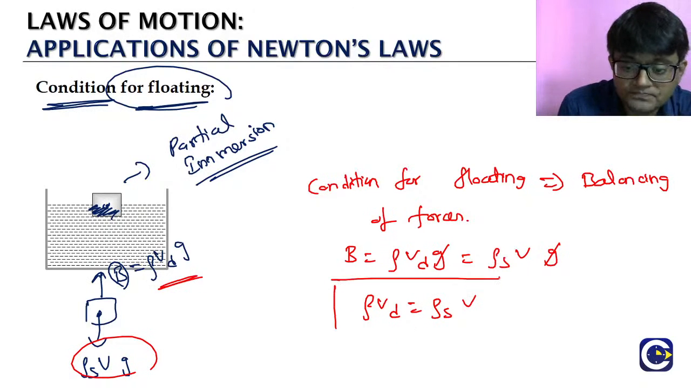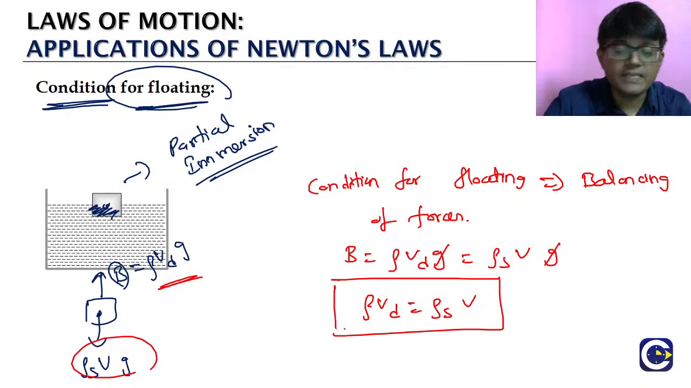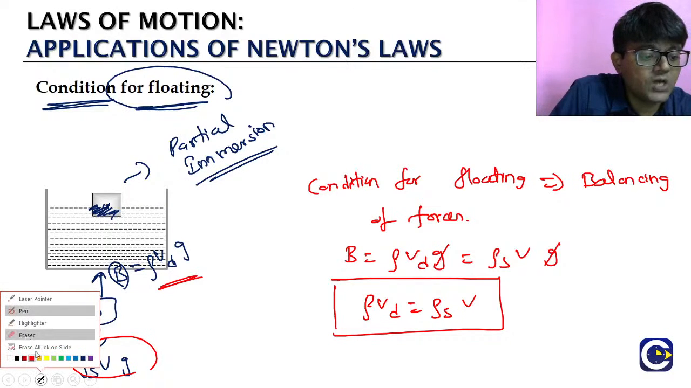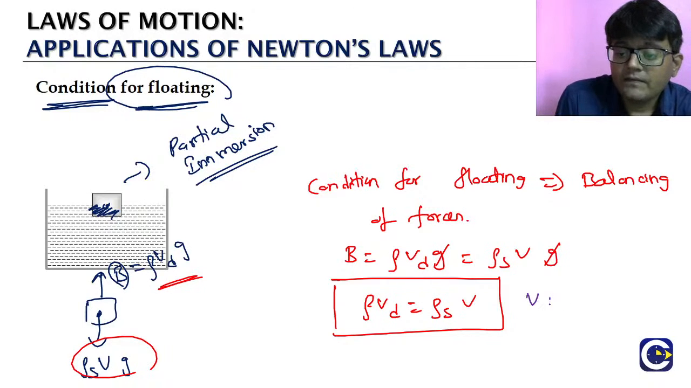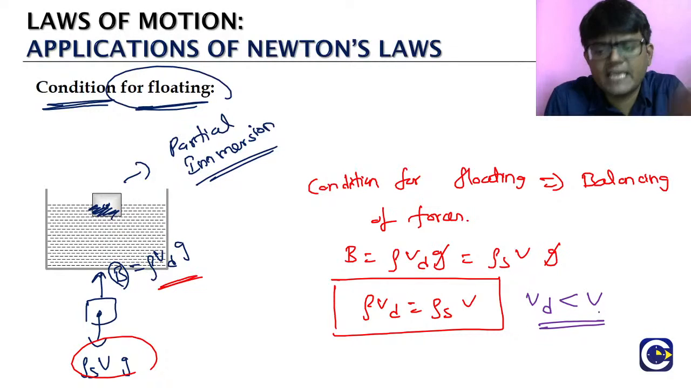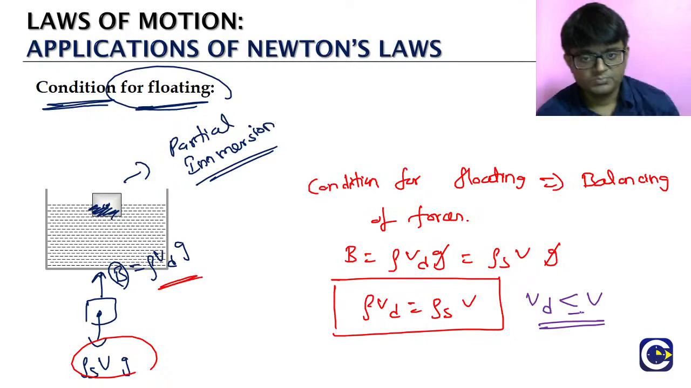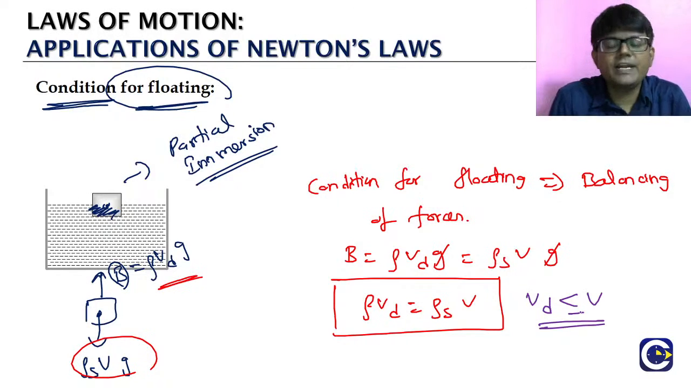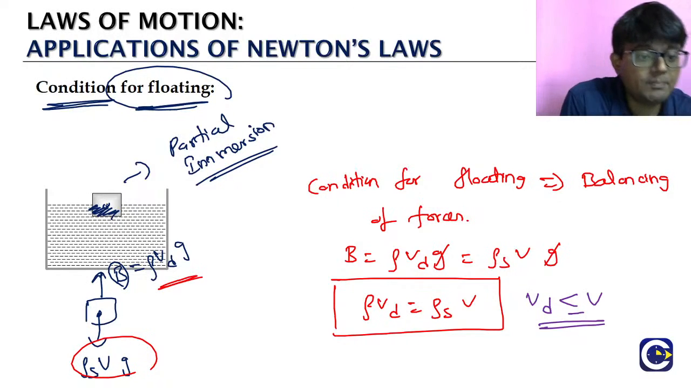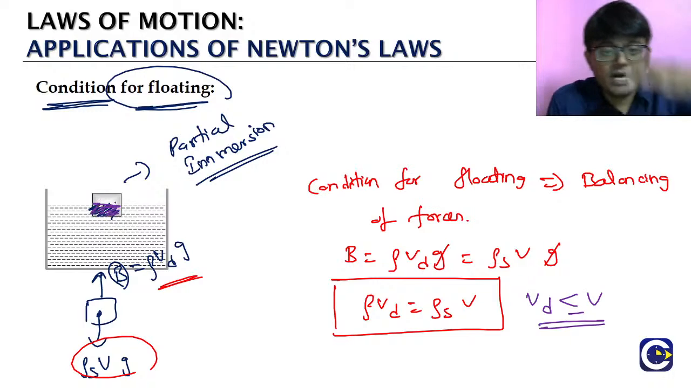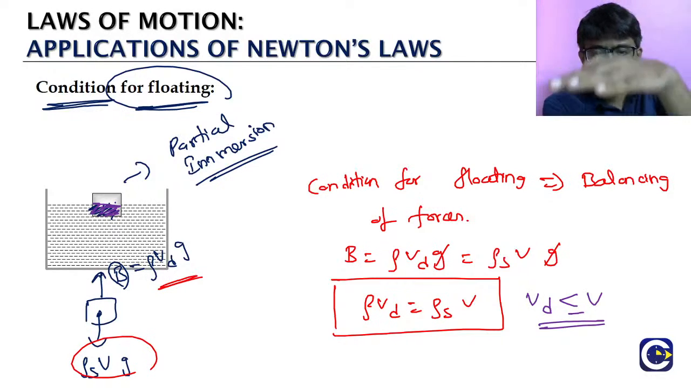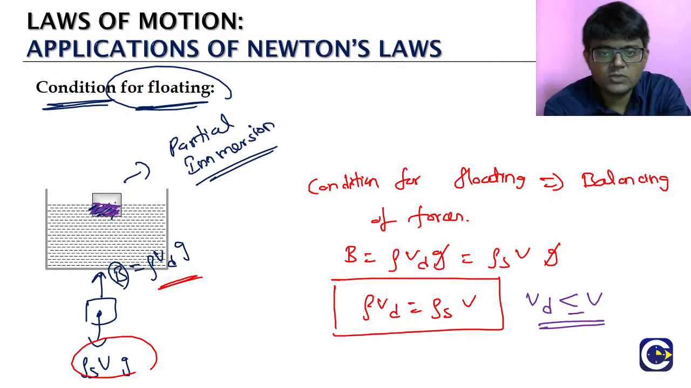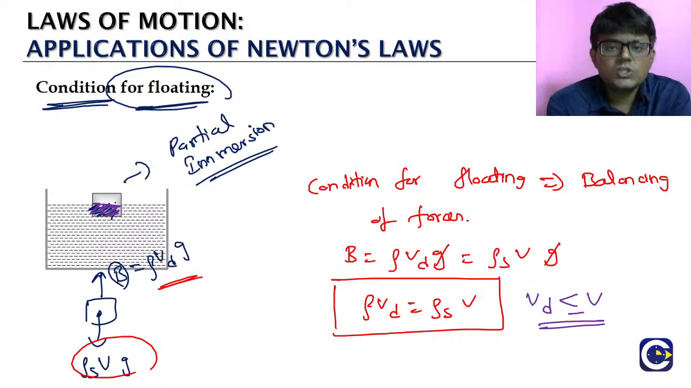Now look at this one. Floating means only some part of the object will be immersed. Vd will be less than V. In the extreme case, it would be less than or equal, but here it will be less than. Vd will be less than V. Floating means only a part will go inside, and the other part of that object will be outside. Vd is the volume that is immersed. The volume immersed will be less than the total volume, right? That is the situation of floating.